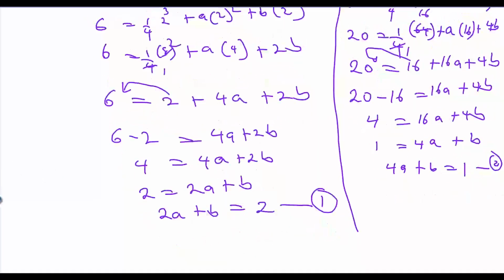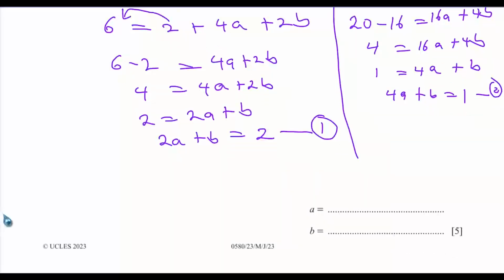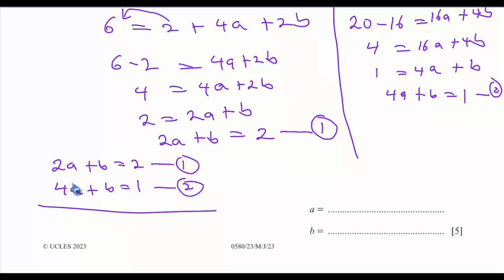So let's solve equations 1 and 2 simultaneously. We have 2a plus b equals 2. This is equation 1. Then 4a plus b equals 1, and this will be equation 2. So if you subtract like this, that means we have 2a minus 4a, that will be minus 2a.